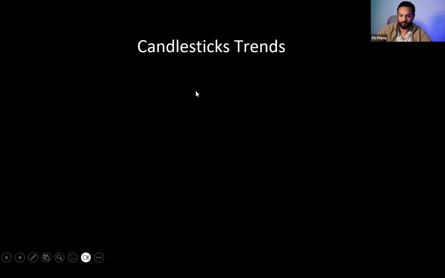Now let's see the trends in the candlesticks. Which time frame? Any time frame. This happens on the daily time frame, on the 4 hours, the 1 hour, the 30 minutes, the 15 minutes, all time frames. The formation of the candlesticks follows the same process that I showed you on any time frame. Now let me show you the candlestick trends.